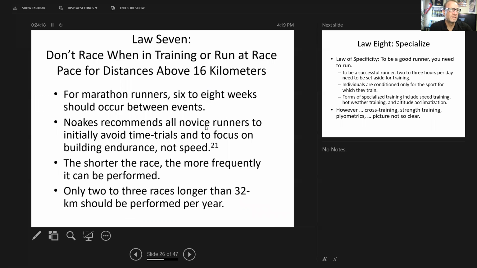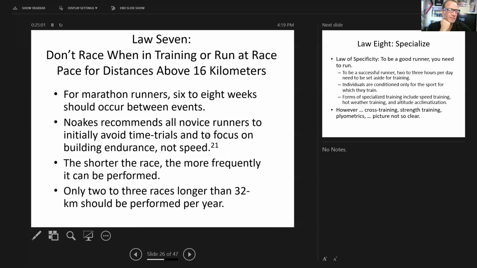Law 7, don't race when in training or run at race pace at distances above 16 kilometers, which is about 10 miles. You want to be careful about how much intensity you have in your training program. And this law is really predicated on doing a long-term training program. You want to be careful about how many high intensity race situations you have in a training program, because you need to be able to adapt and recover from that. And sometimes after a true race effort, you need some time off that could interfere with your long-term plans.